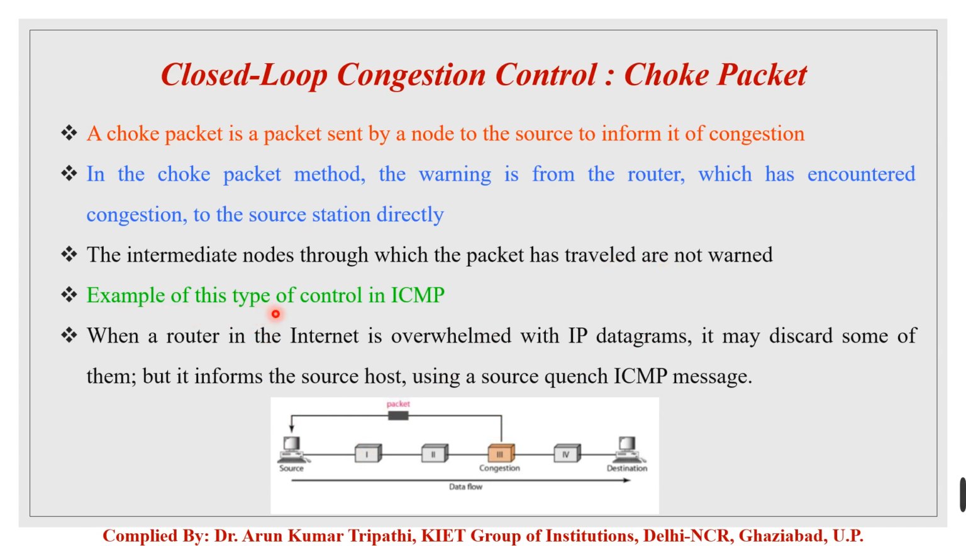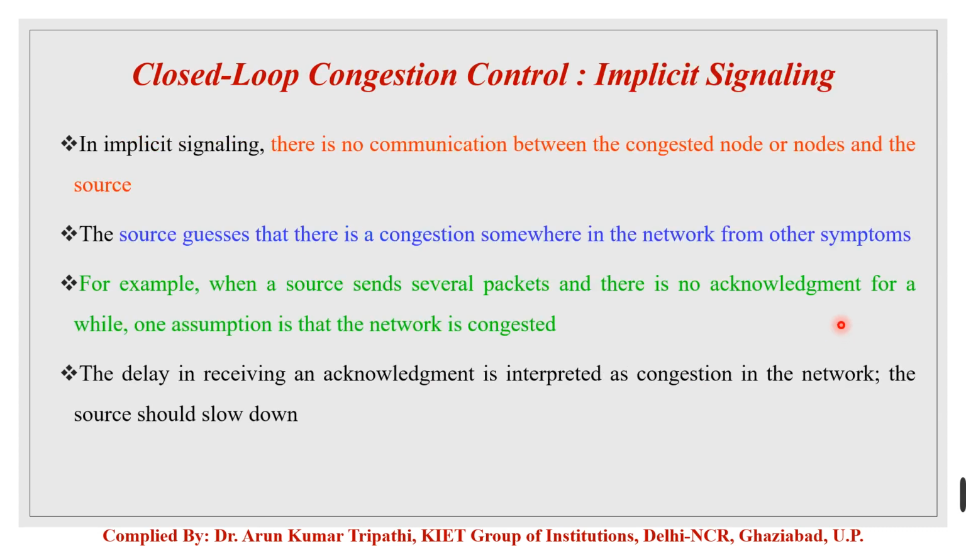The example of this type of control is ICMP, Internet Control Message Protocol. When a router on the internet is overwhelmed with IP datagrams, it may discard some of the packets, but it informs the source host using a source quench ICMP message that I am feeling congestion. Kindly slow down your data transfer speed. Next one is implicit signaling.